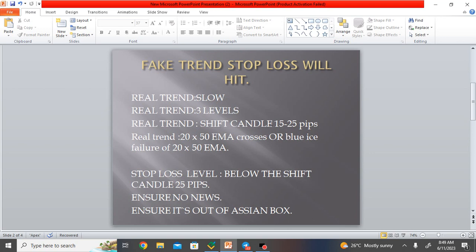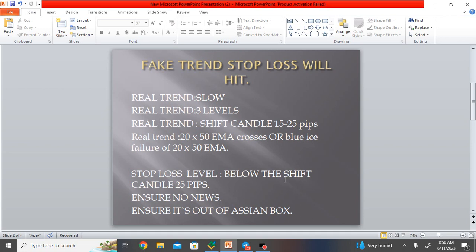Real trend shift candles range between 15 up to 25 pips. In a real trend there should be a 20 and 50 EMA cross, followed by a blow ice failure. By blow ice failure I mean when we were expecting the 20 and 50 EMA to close, but it didn't close. Another thing, the stop loss level should be below the shift candle, 25 pips.